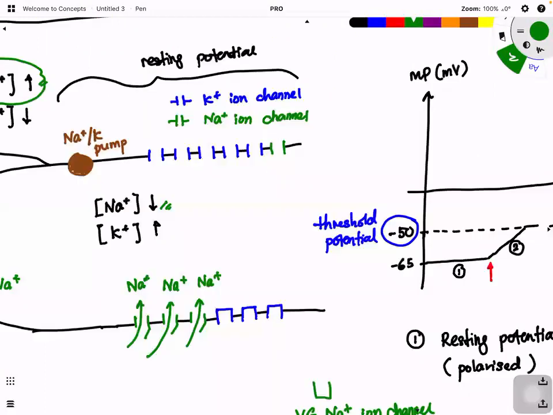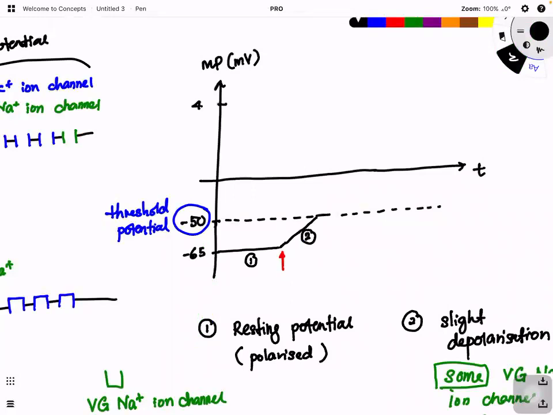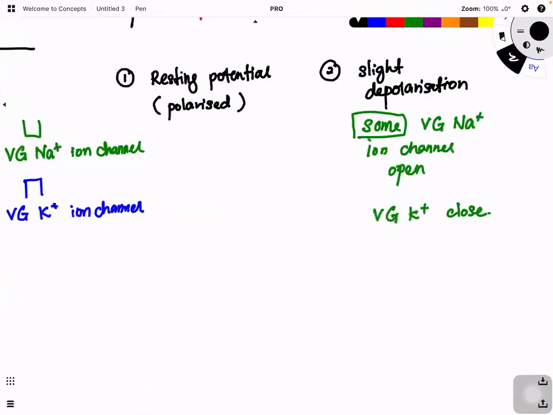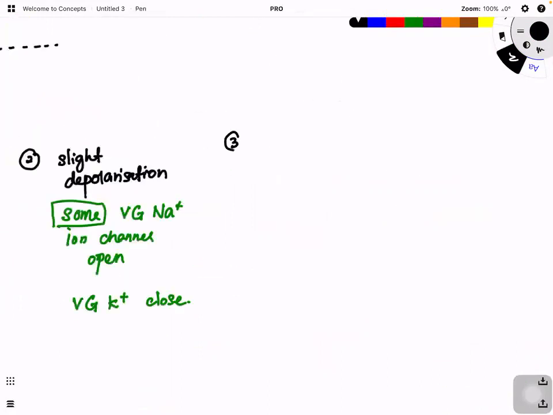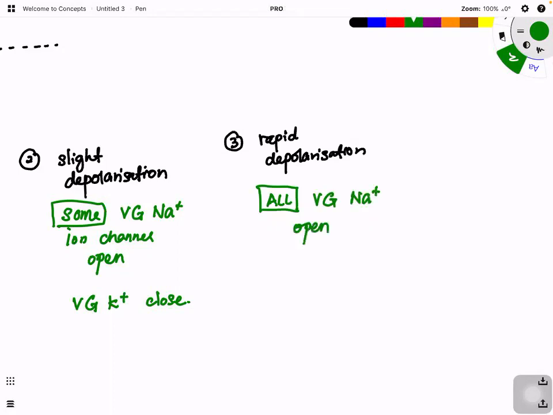Then we can see that within a short period of time, the membrane potential shoots up to positive 40. So this is phase number 3. What is the characteristic of phase number 3? Phase number 3, we term it the rapid depolarization. It is characterized by voltage gated sodium ion channels open. But how about the voltage gated potassium ion channels? They remain closed. Are you clear?